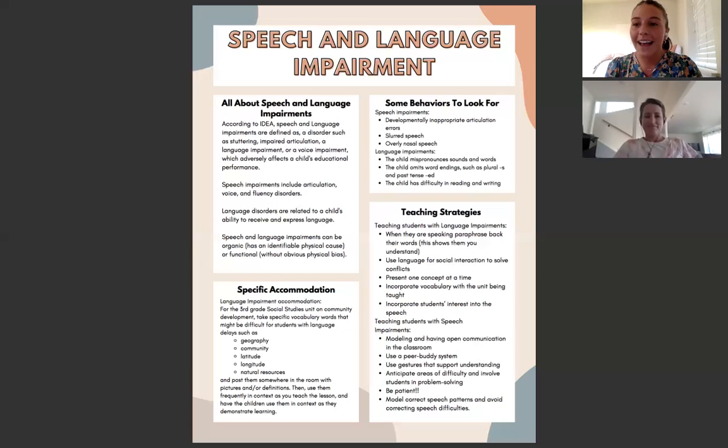Speech and language impairments can be organic, which means that they have an identifiable physical cause, or they can be functional, which means they don't have an obvious physical cause.